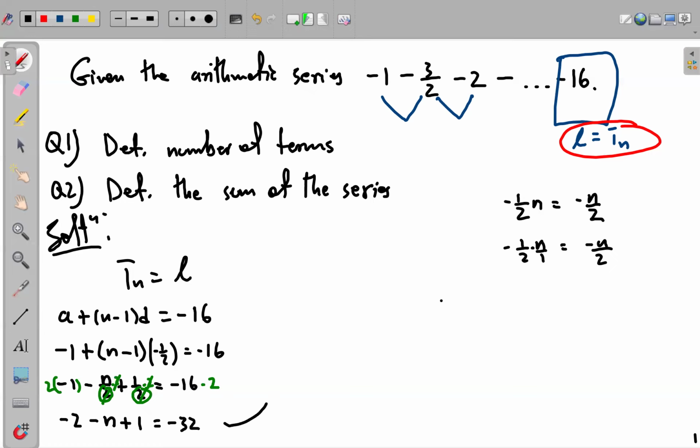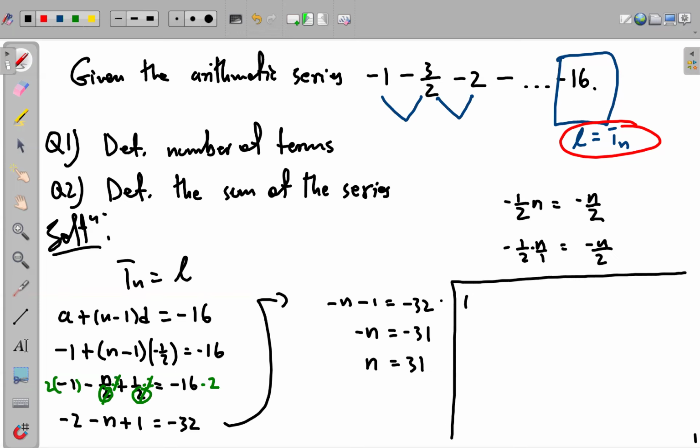Then the next thing is just to finish up solving for n. If we clean up on the left-hand side, we're going to have -n minus 1 is equal to -32. Then I will keep the -n and add a 1 on both sides, and this will be -31, which means that n is equal to 31. And this answer has to make sense because in number patterns, whether you've got quadratic, geometric, or arithmetic, we're dealing with natural numbers as far as term positions are concerned. So it means we have 31 terms in this series.